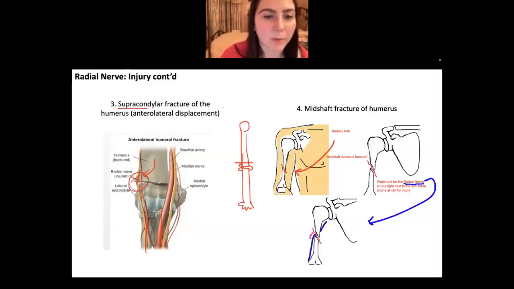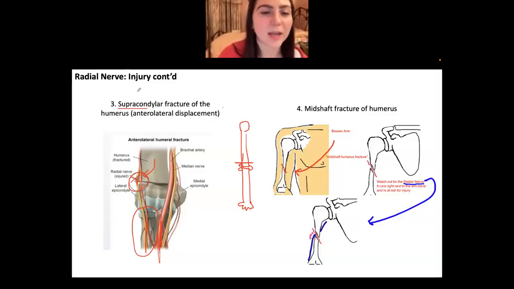Another way to remember all of this is the radial nerve runs along the radius, right? So that's why the radius is the one that's right next to the thumb. That's why people remember, oh, the radial nerve, it's the thumb side. The ulnar nerve runs along with the ulna, and that's going to be the opposite side. Okay, so that makes sense.